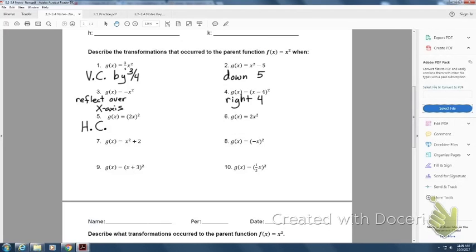Now the B value, again, it's inside the parentheses, so it's always kind of weird. Whenever it's horizontally compressed or stretched, it's always going to be by the reciprocal of whatever that number is. So what would the reciprocal of 2 be? 1/2. So it's horizontally compressed by 1/2.